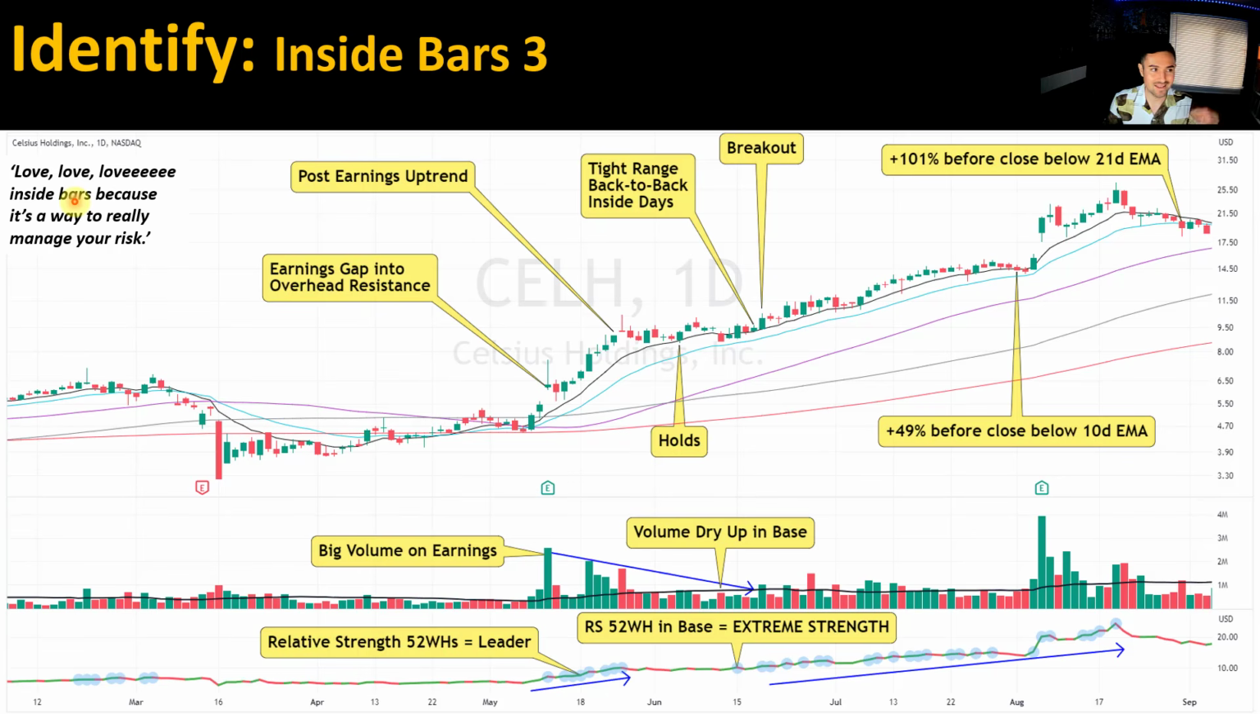And as Oliver says here, love, love, love inside bars because it's a way to really manage your risk. So we'll come on to the risk element as well, i.e. you're trying to take minimal risk and maximize the upside. And then look how well the stock trended along its 10 EMA and its 21 EMA here. 101% before it closed below its 21-day EMA. Not bad, right? Especially if your initial stop was underneath the low of that inside bar.